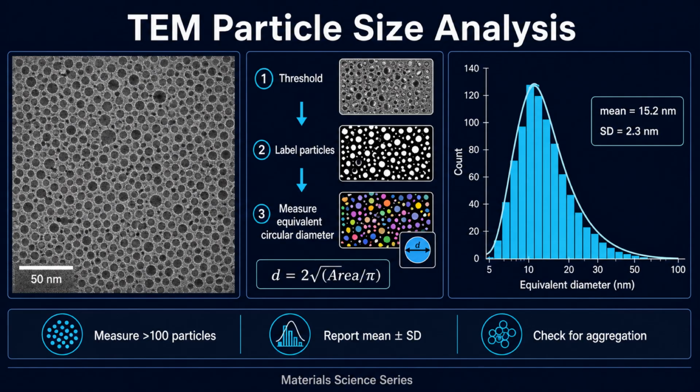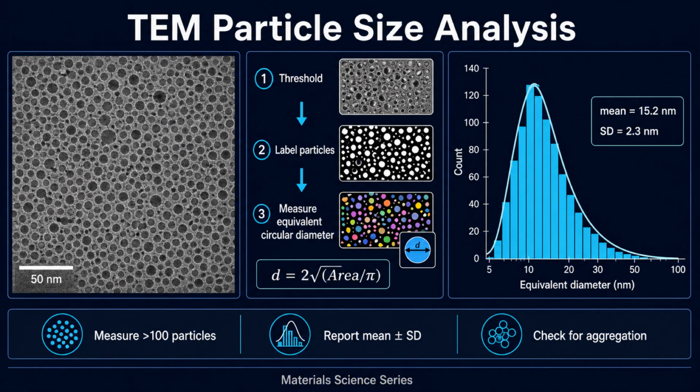Getting quantitative data from TEM images requires careful analysis. For particle size distribution, you need to measure a statistically significant number of particles, typically at least 100 to 200. Image processing software applies a threshold to distinguish particles from background, then labels and measures each particle. For non-spherical particles, the equivalent circular diameter is commonly reported, calculated from the particle area as 2 times the square root of area divided by pi.